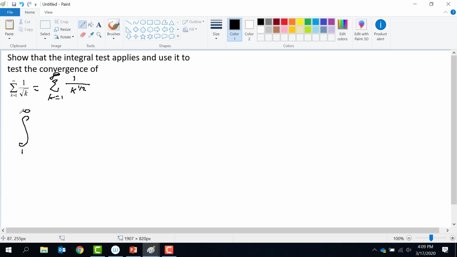To figure out whether this converges or diverges, we're going to find the definite integral from 1 to infinity of 1 over x to the 1/2 dx. And again, the way we do that is by replacing that with the limit as b goes off to infinity of the definite integral from 1 to b of x to the negative 1/2 dx. This is just a power function, and the rule for integrating a power function is to add 1 to the exponent.